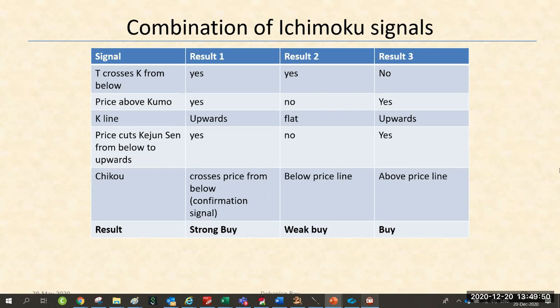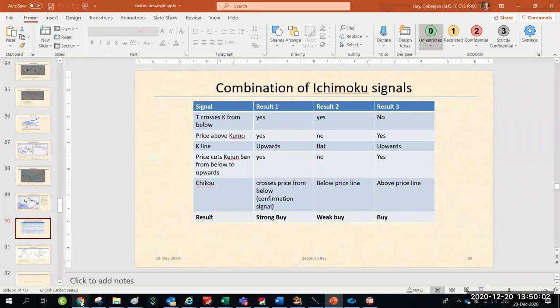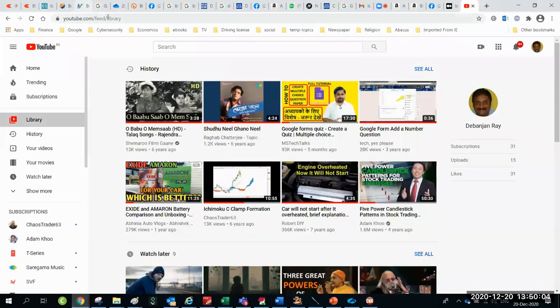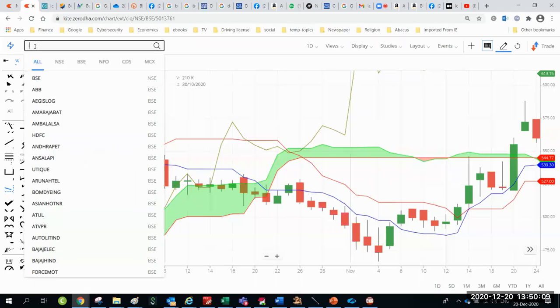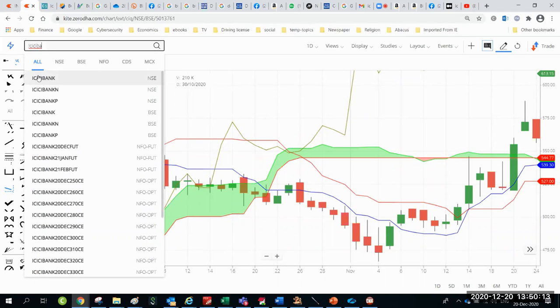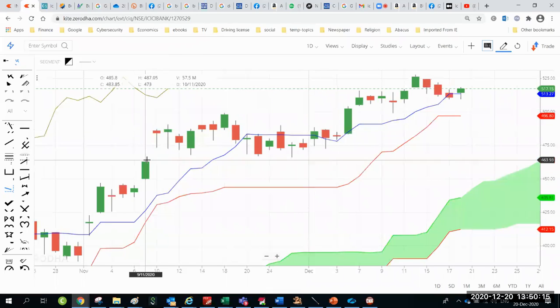I'm just trying to correlate with one of the charts in front of me. Price above Kumo, yes. Can you share your screen? Then I can guide you. No, it's just ICICI Bank. I'm looking at ICICI Bank, trying to see as on today, the day chart. I'm doing it with ICICI because that is the chart I was looking at for the last two or three days.